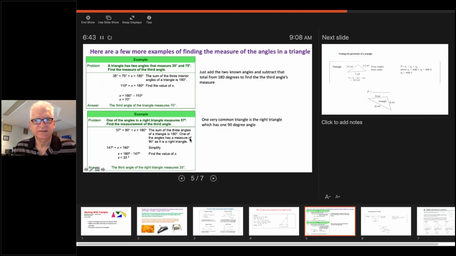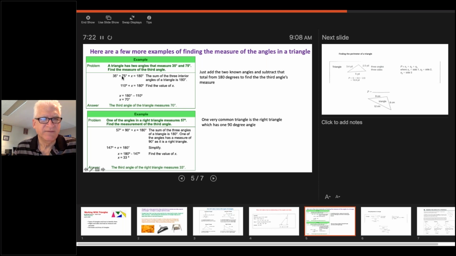Moving on. Here are just a few more examples of finding the measure of angles in a triangle. Here's another one. There's no picture shown, but if a triangle had two angles measuring 35 and 75, the question would be to find the measure of the third angle. Again, if you know two of the angles, you can add them together and subtract that from 180 degrees to find the measure of the third angle.